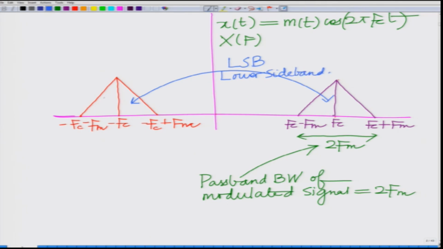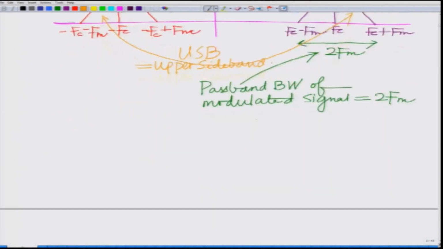And the other two bands, that is minus fc minus Fm to minus fc and fc to fc plus Fm. Let me just draw this separately. These two bands, which I am drawing in orange here, comprise the USB, which is the upper sideband. So, we have the upper sideband and we have the lower sideband.